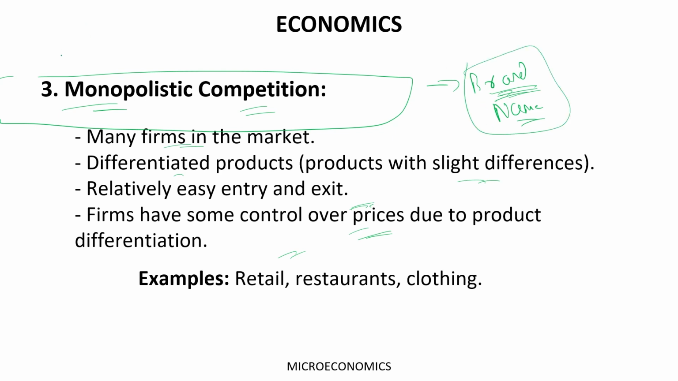For example, if we talk about company A and company B, they are both mobile manufacturers, so the utility of the mobile is the same. But suppose A has brand value through advertisement and market consumption. Then A will have some control over prices. He could charge higher prices than B because he could say he has the brand value. The best examples of this are retail, restaurants and clothing.